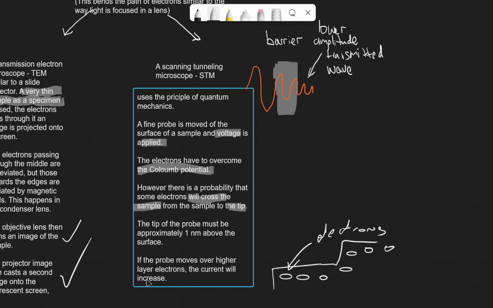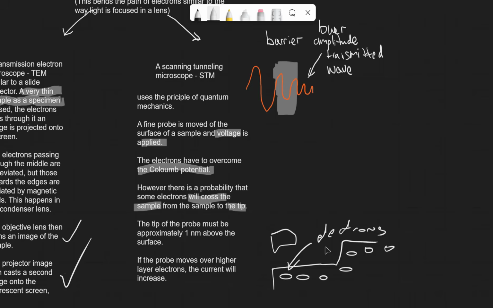Interestingly, if the probe moves over higher layer electrons, so let's say that we have the probe and we're moving this across here, then this will register a higher current. It's very important to know that the probe must be approximately 1 nanometer above the surface.